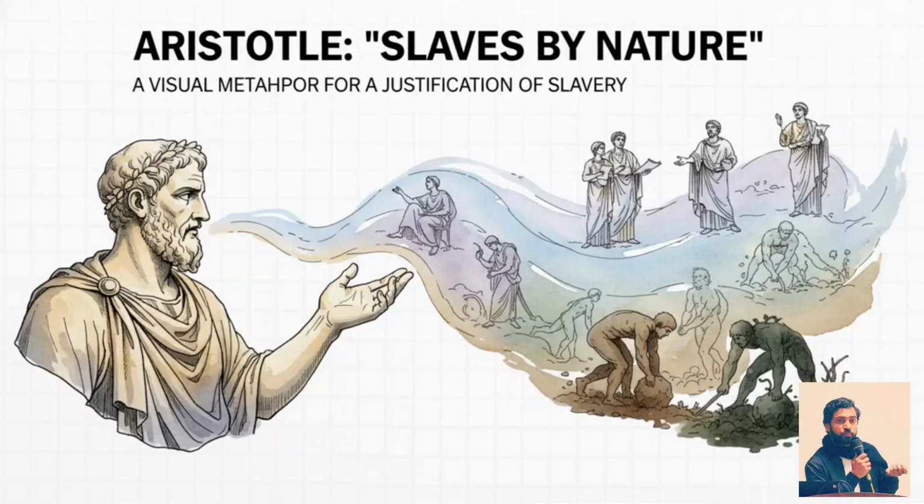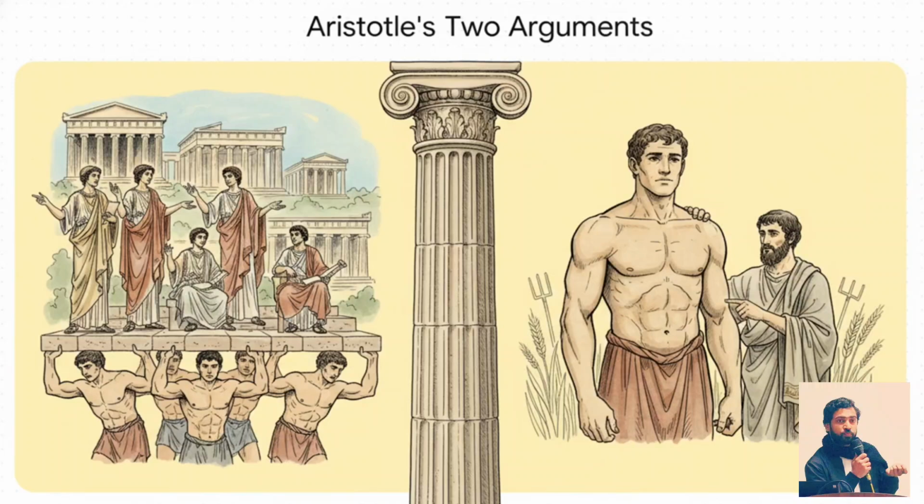But of course, a legal definition wasn't quite enough for everyone. The philosopher Aristotle took it a step further. He actually tried to justify slavery by rooting it in nature itself, creating this incredibly influential and, frankly, dangerous idea of the natural slave. Aristotle came at this from two angles.